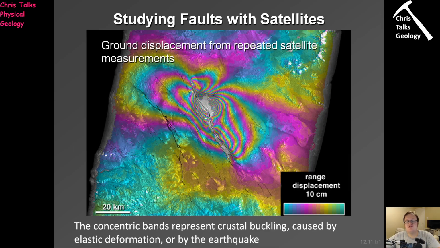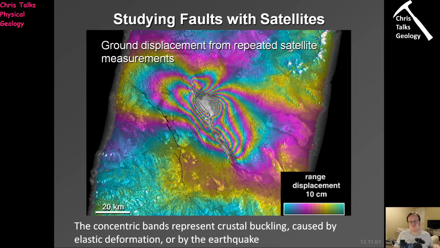So we can also study faults using satellites. So here we have a satellite image which is showing ground displacement essentially from repeat satellite measurement. We can see in this instance these lines are showing us the amount of displacement, and these concentric bands represent crustal buckling caused by elastic deformation. So we can see this area is where stress is building up. So this is where the crust is starting to flex.